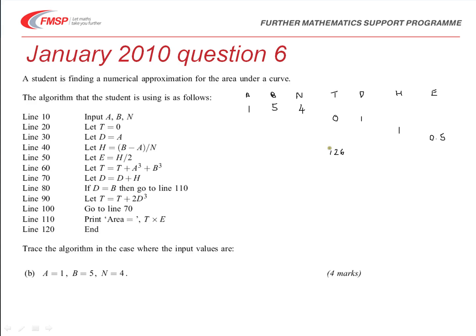Line 70 then says let D be equal to D plus H, so 1 plus another 1 makes that 2. Line 80 then says, does D equal B? The answer to that's no. So then we go to line 100 and we don't go to line 110, we ignore it and go on to line 90. So that will mean you've got D cubed, so 2 cubed is 8, 2 times 8 is 16, plus the old value of T, which makes that 142.